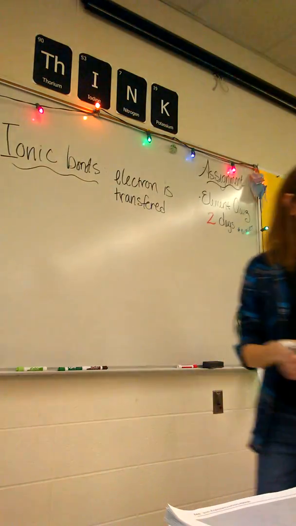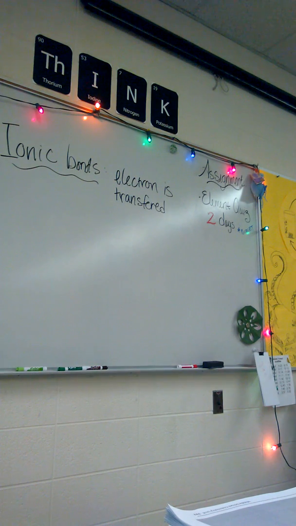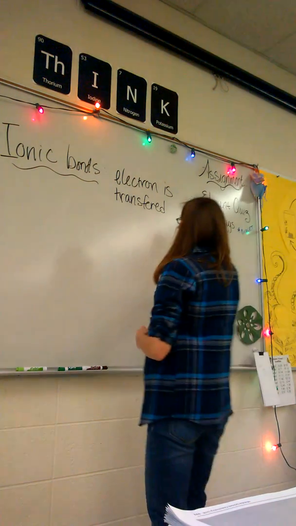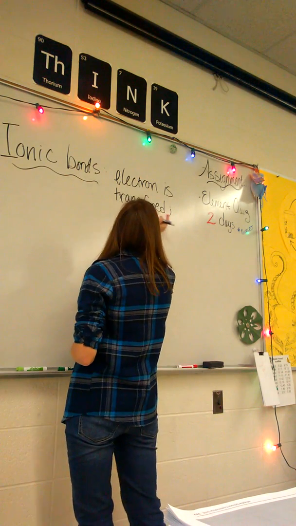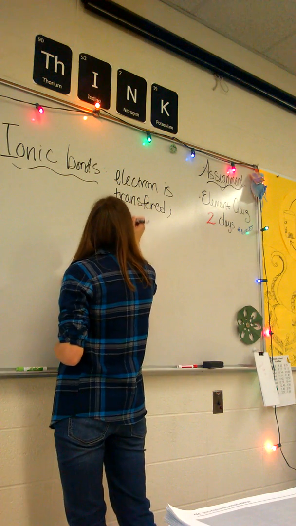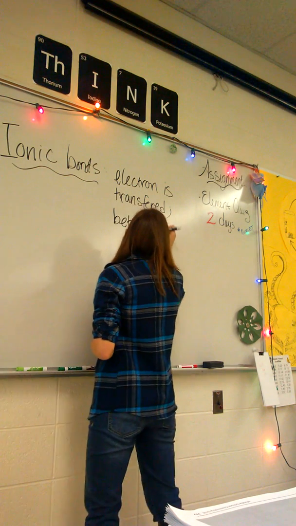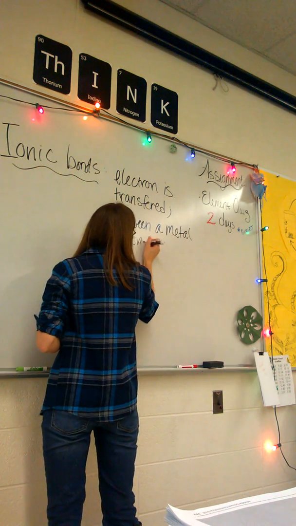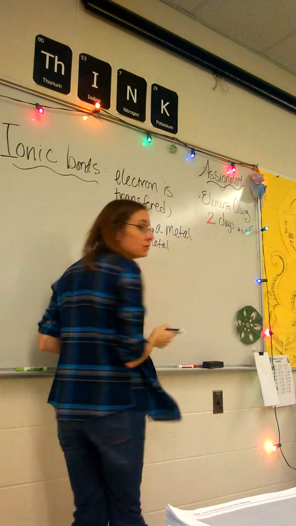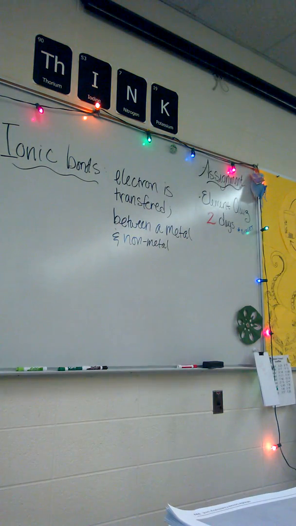That means ionic bonds always form between one metal and one non-metal. We can add that. I can't believe we forgot last week with covalent bonds. But when it's transferred, it's between a metal and non-metal. Questions there? Okay. We'll draw out an example here in a second.